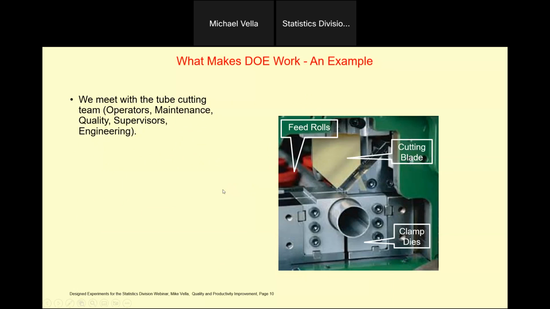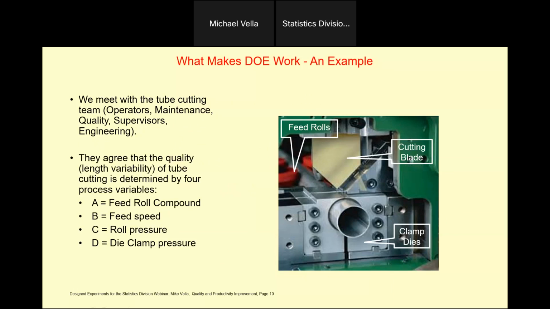So we meet with the tube cutting team, operators, maintenance, quality supervisors, etc. And they all agree that the quality, that is the length variation of our tube cutting, is determined by 4 process variables. The feed roll compound, the hardness or softness of the rolls, the feed speed, how quickly these rolls spin and feed the tube forward, the roll pressure, how hard the rolls are pushed onto the surface of the tube, and die clamp pressure, the clamping pressure on the tube.